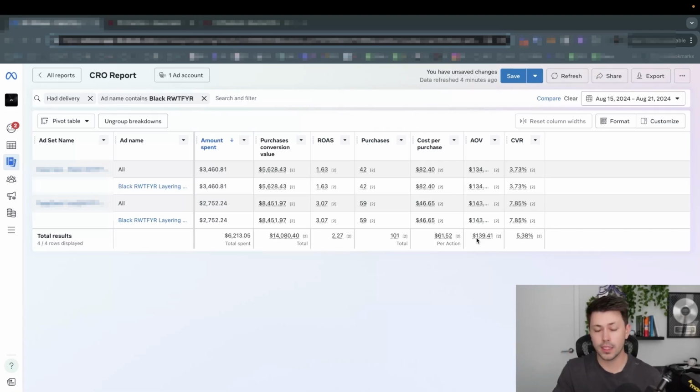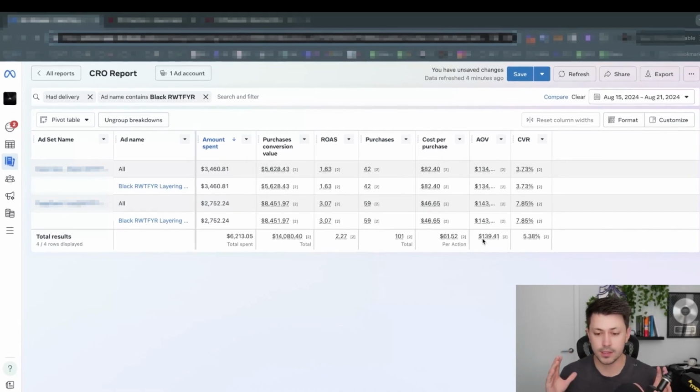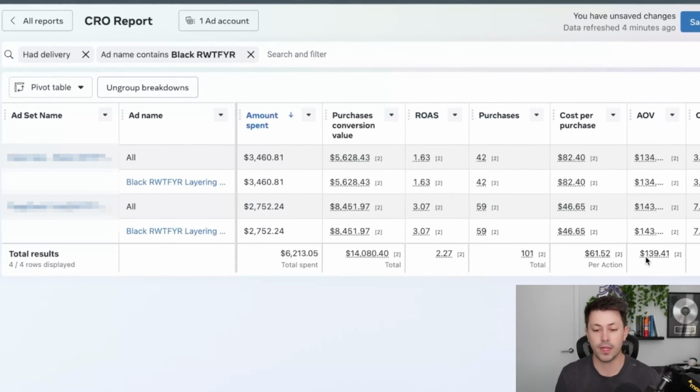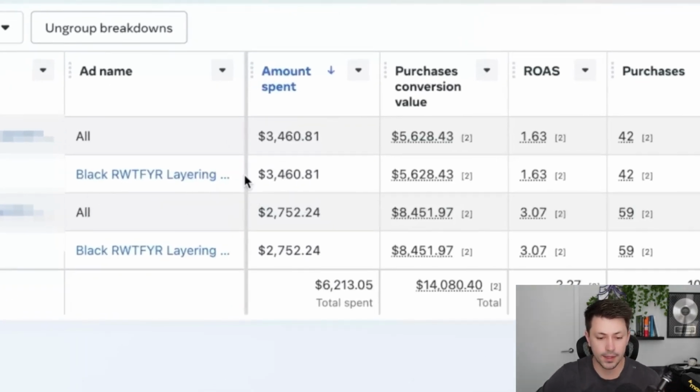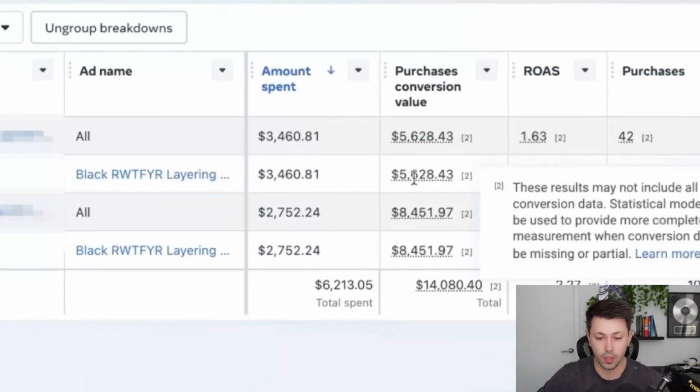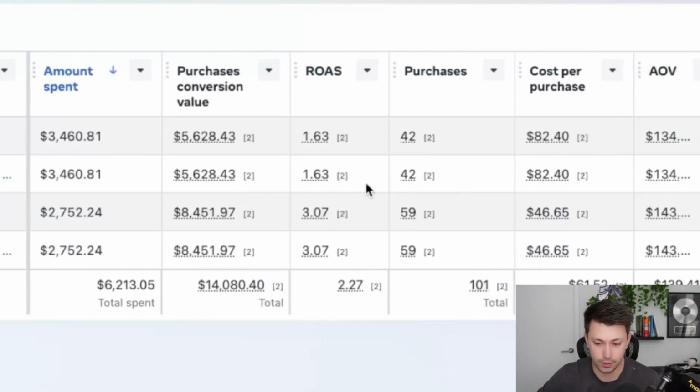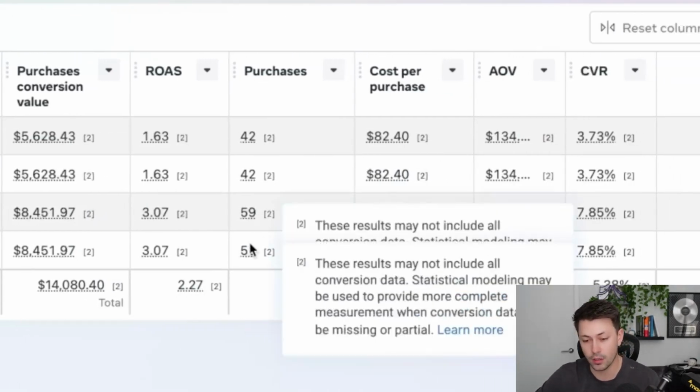All right, so what you're looking at on screen right now is a CRO split test that we ran for one of our clients here inside of Meta. And as you can see on screen here, we're looking at one ad over here that spent around $3,400 at a 1.6x return on ad spend and around an $82 CPA.